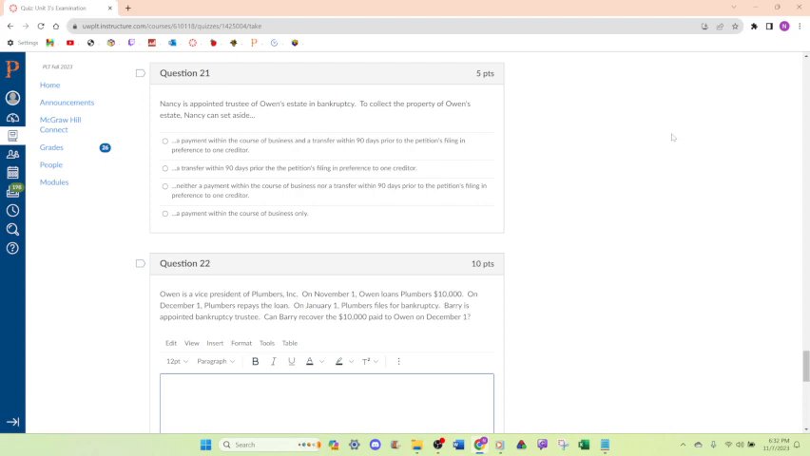I know I read about the trustee, but I didn't read the specific details that they're asking for, because it wasn't in the book. There was nothing about 90 days or whatever. What does that even mean?